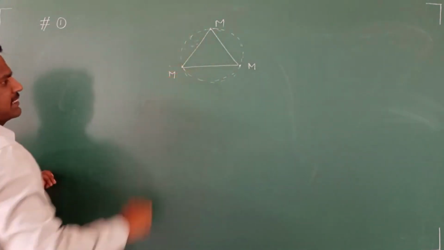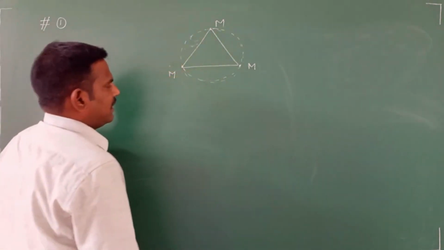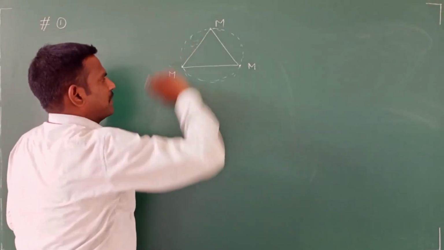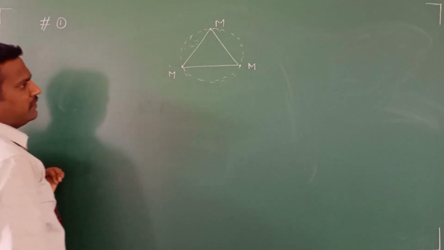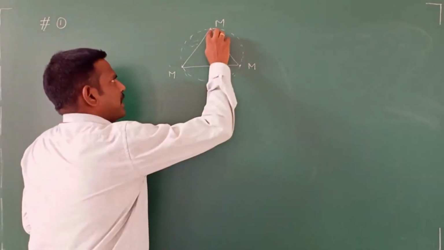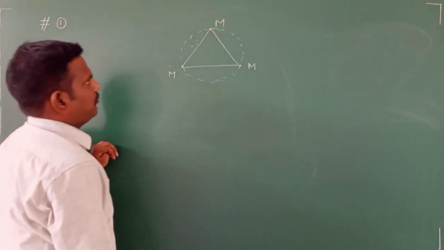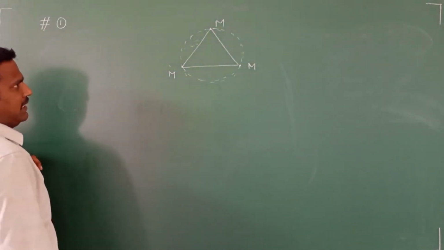Because of the mutual forces of attraction among them, let us suppose they are moving in a circular path like this. Then they are asking to find out what is the speed of each particle. So if I find any one particle's speed, that will be the same for the remaining two also. And that's what we have to find out here.